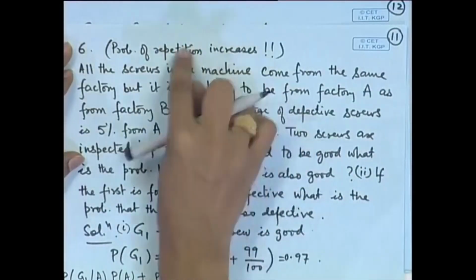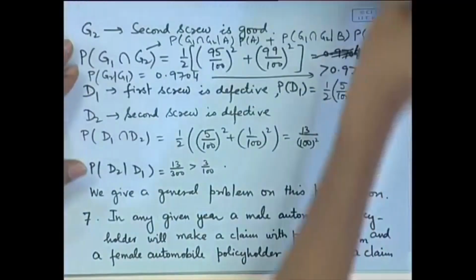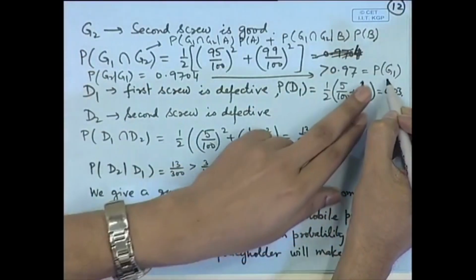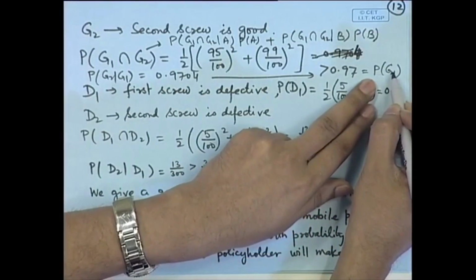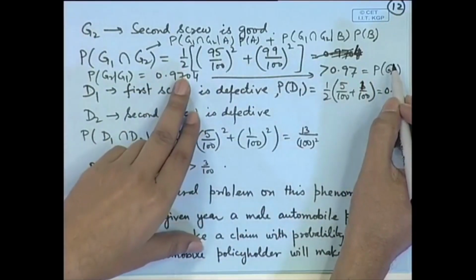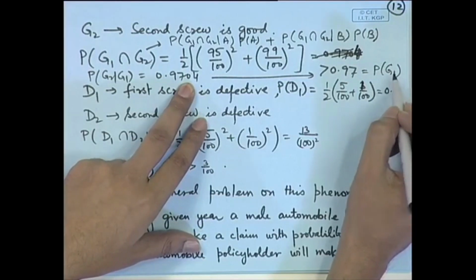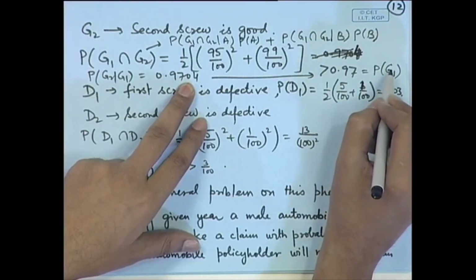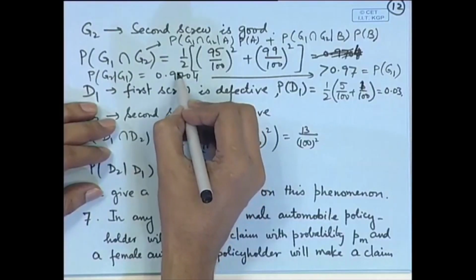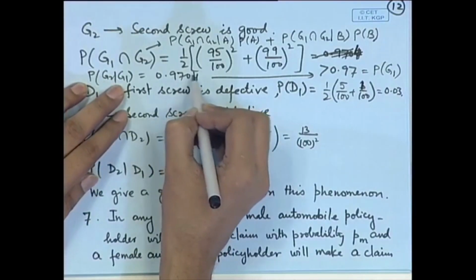So, the comment that I made in the beginning, that the probability of repetition of certain events increases. We are saying that if a screw is good, then the probability that the second one is also good is higher. That means if it is found to be good, the supplier who has given it is probably the one with the good ones, and therefore, the second trial will have a higher probability of being good. So, probability of G2 given G1 becomes 0.9704.